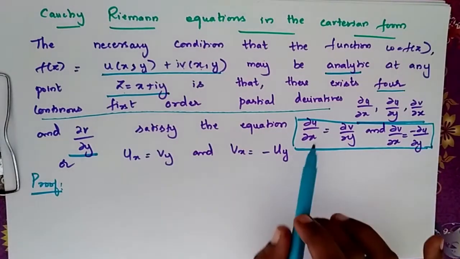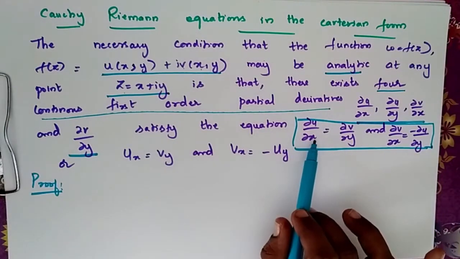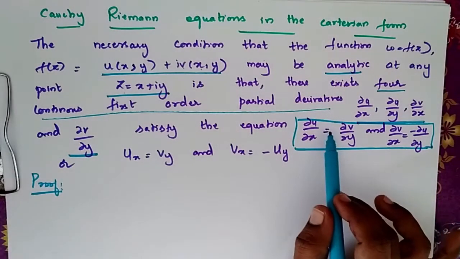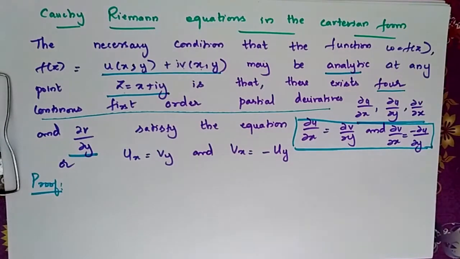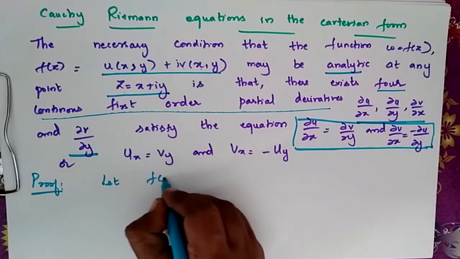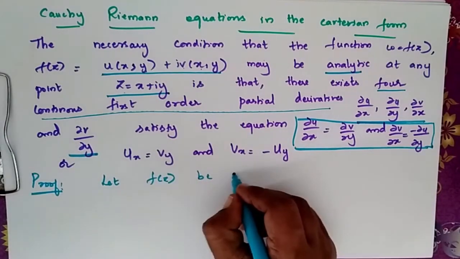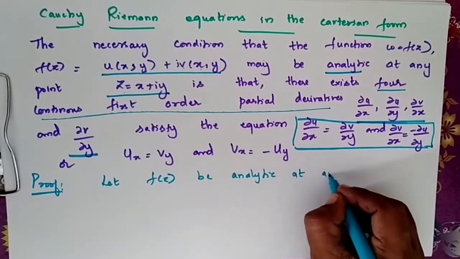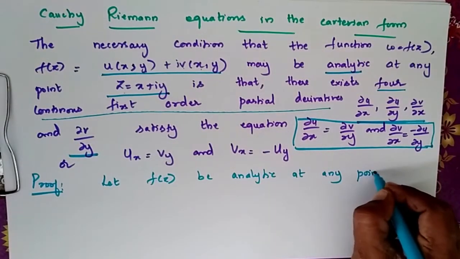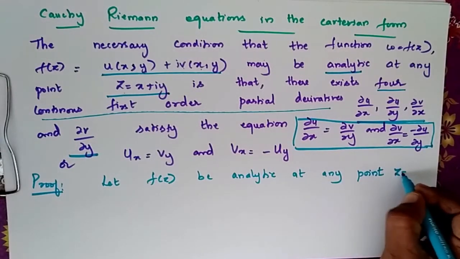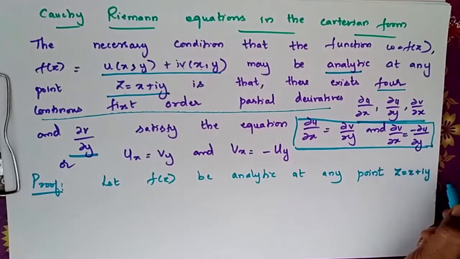So now we are going to prove whether this condition is satisfied or not. In the Cartesian equation, to satisfy the condition, we are going to bring the proof. Okay, let f of z be analytic at any point z. This is given in our question, at any point z, where z is x plus iy.